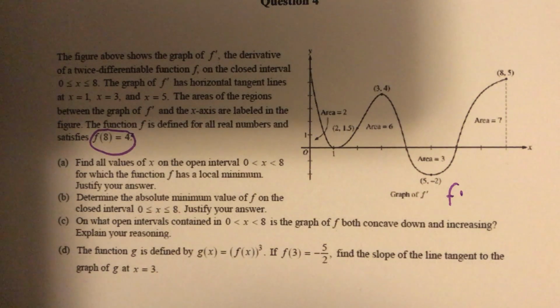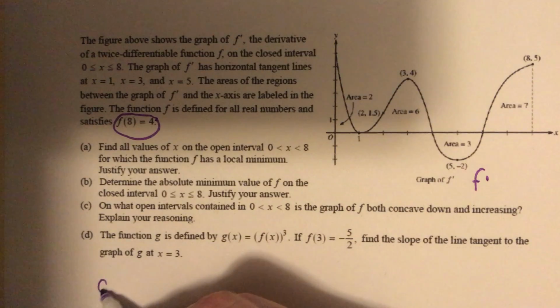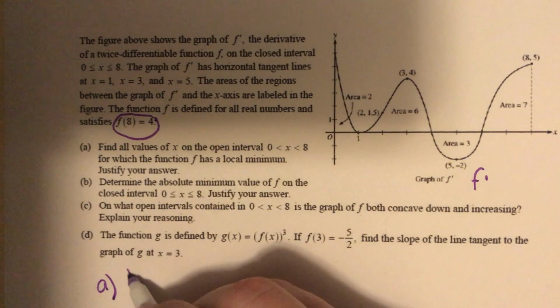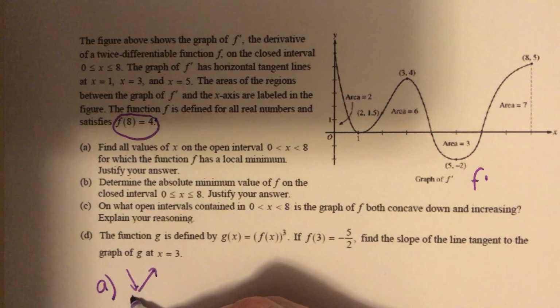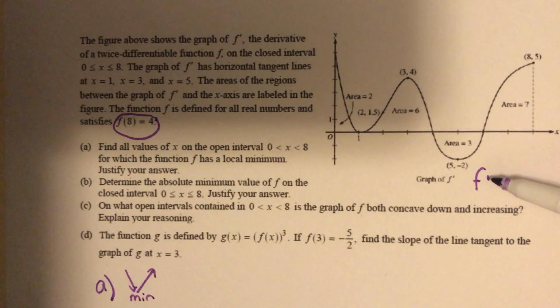Okay, so for A, find all values of x on the open interval from 0 to 8 for which the function f has a local minimum. Justify your answer. So for A, anytime we're looking for a minimum, we're looking for where the slope changes from negative to positive, right? If we're going down and then up, we would have a minimum there. So this is a graph of the slope, so we're looking for where the slope changes from negative to positive.